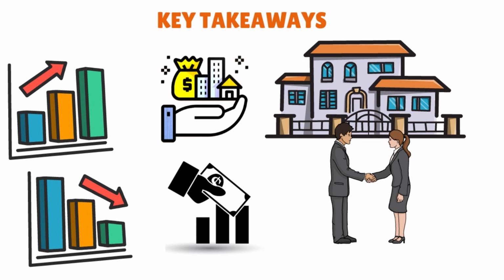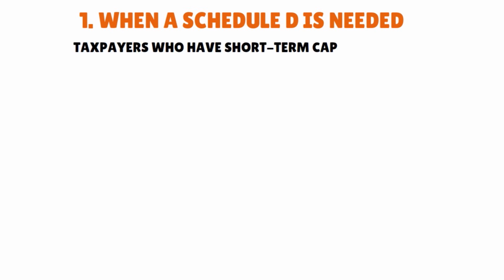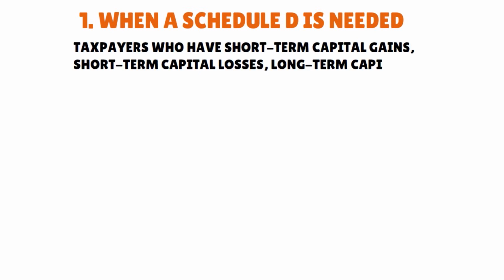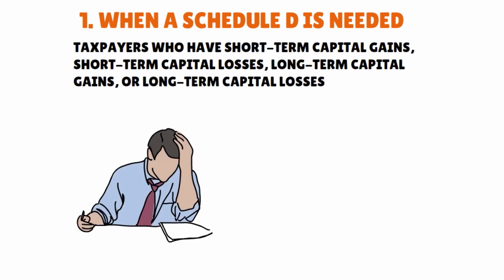So when we talk about Schedule D, we're talking about capital gains and losses. All right. There are two types of capital gains, and the tax rate you pay depends on how long you hold an asset before selling it. So when is a Schedule D needed? In general, taxpayers who have short-term capital gains, short-term capital losses, long-term capital gains, or long-term capital losses must report this information on Schedule D. And this is an IRS form that basically accompanies Form 1040.